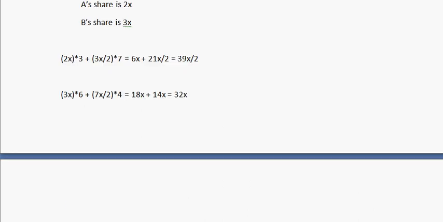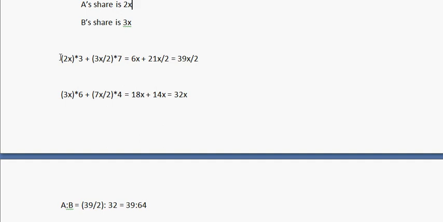Now what would be the ratio of their shares? A ratio B would be 39/2 ratio 32, which can be written as 39 ratio 64. So these are the ratios in which the profits would be distributed.